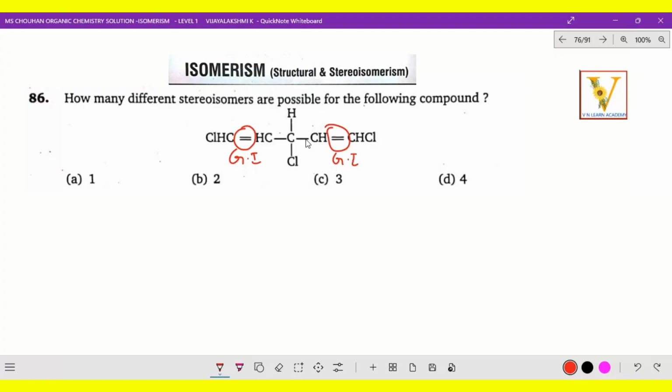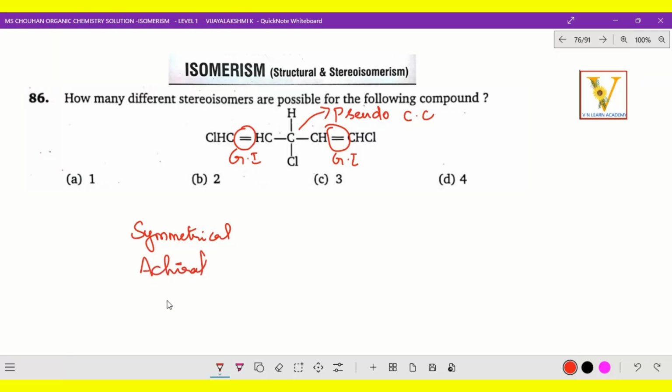Why? Because a chiral carbon has four different groups or atoms attached to the carbon. But this is not a chiral carbon. Actually, this is a pseudo chiral carbon. It looks like chiral, but it is not chiral. Now there are only two geometrical isomers, and moreover, this is symmetrical and it is achiral also.